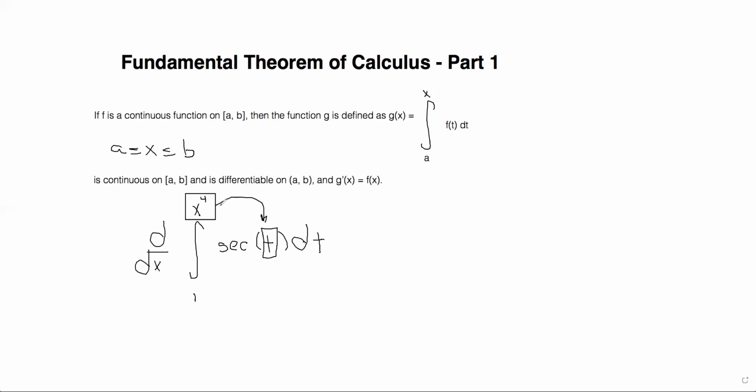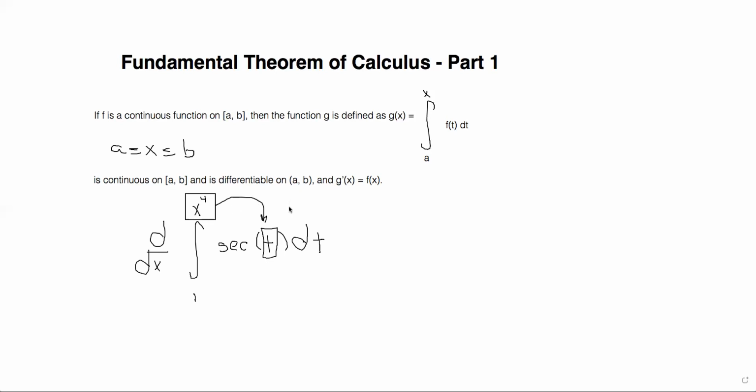So that would become secant of x to the fourth power, but then we also have to apply the chain rule. Last time we didn't have to do that because we just had x and the derivative of x is just 1. This time we do have to make sure we have that part factored into the expression. So we have the derivative of x to the fourth power gets us 4x cubed.